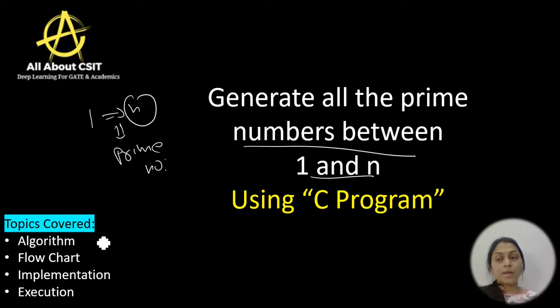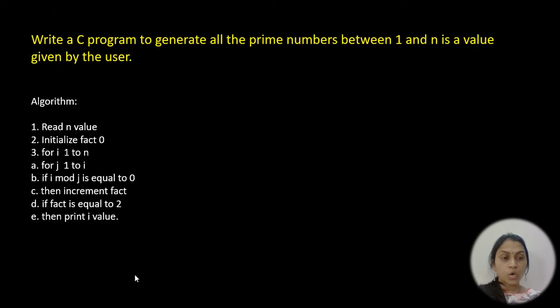Okay, so here I'm going to explain the algorithm, flowchart and implementation. The execution part I'll show in the code blocks. So write a C program to generate all the prime numbers between 1 and n, and the value of n is given by the user. So let's start the algorithm.